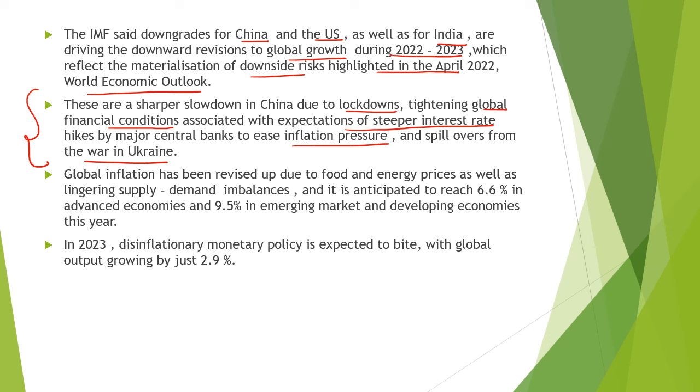Now the global inflation has been revised. In this particular outlook report, global inflation has been revised due to food and energy prices as well as lingering supply-demand imbalances, and it is anticipated to reach 6.6% in advanced economies like China and USA, and 9.5% in emerging markets and developing economies like India. In 2023, disinflationary monetary policy is expected to bite, with global output growing by just 2.9%.